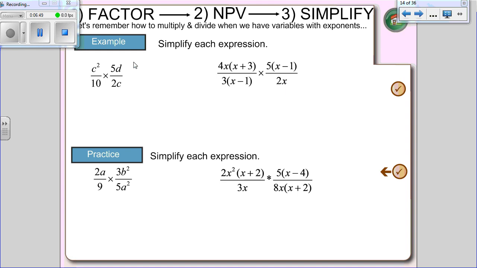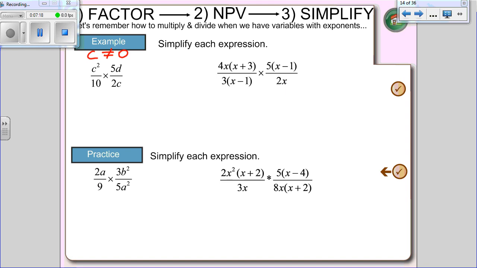So for this first question, my first step is factoring. I can't factor. So I'm done my first step. My second step is state your NPVs. I check my division areas. Nothing's making this first fraction 0. I check my second one and I say c cannot equal 0. If c was equal to 0, 2 times 0 would have been 0. 5 times d divided by 0 would have been not allowed.